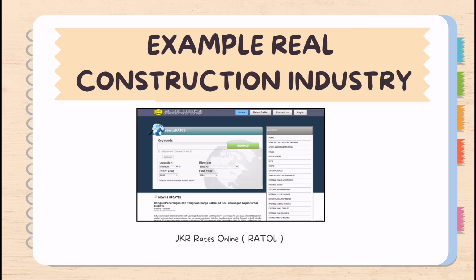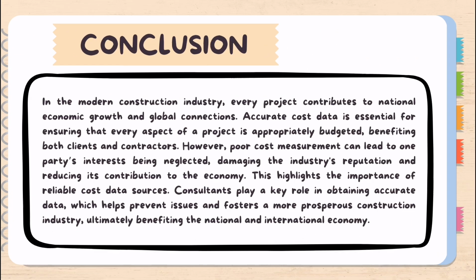The first disadvantage is outdated information, as government publications may not always reflect recent market changes, pricing shifts, or regulatory updates. Relying on outdated data can lead to inaccurate estimates, resulting in cost overruns, delays, or compliance problems. Another disadvantage is limited regional focus, as government publications are often national or broadly regional. This lack of localized data may lead to inaccurate cost estimates and compliance issues due to regional price or regulation variations. Lastly, the JKR rates online is one example of the real modern construction industry.